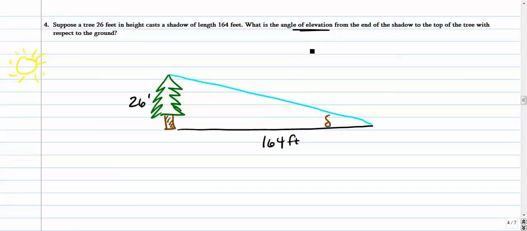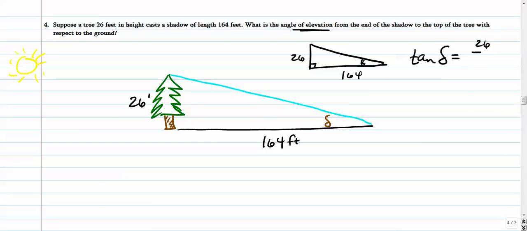So again, transfer that to a really simple to see diagram. And this is the angle we're looking for. It's going to be a tangent again. So we go tangent of delta was 26 over 164, and delta is equal to inverse tangent of that ratio.